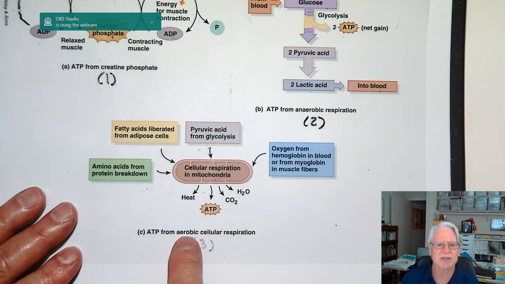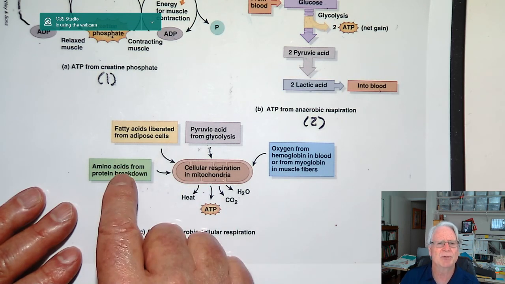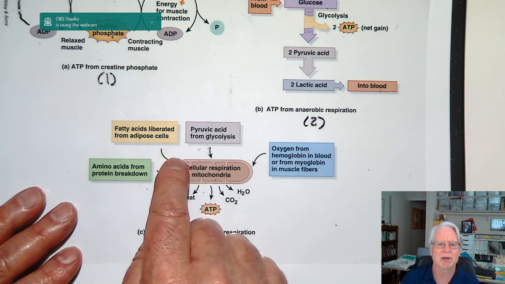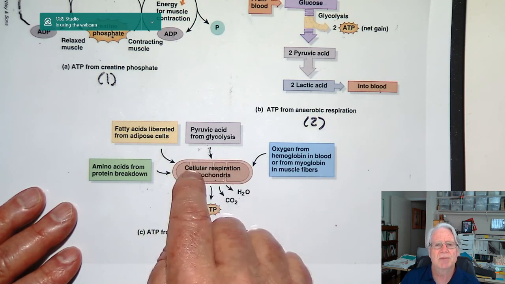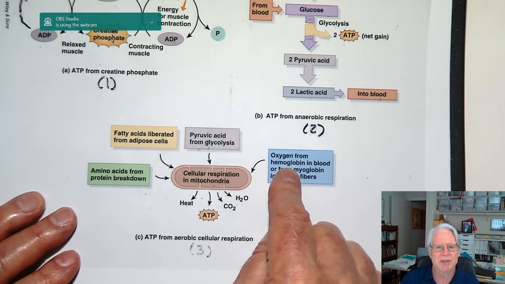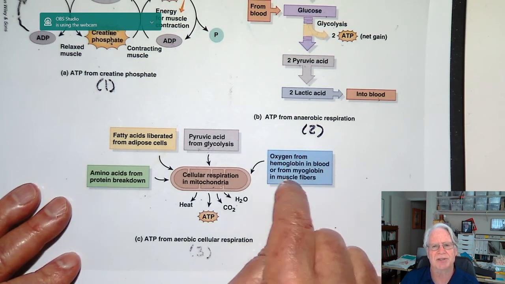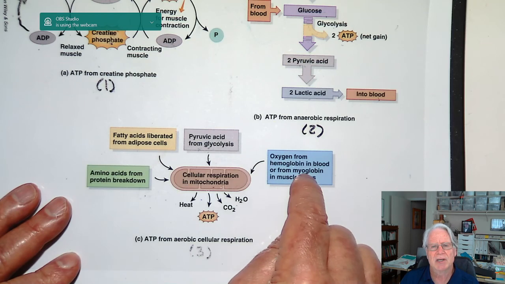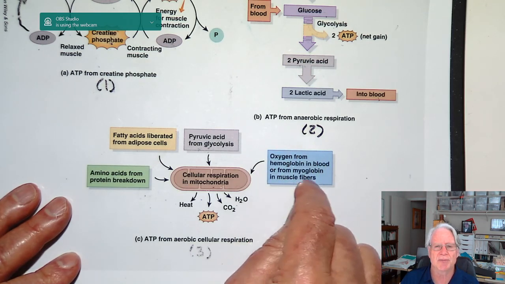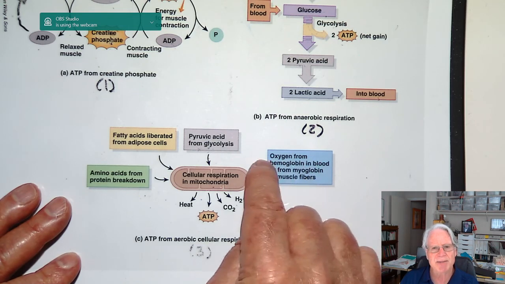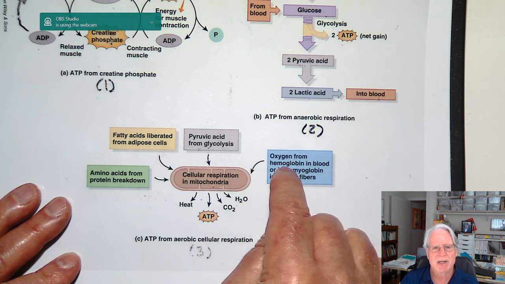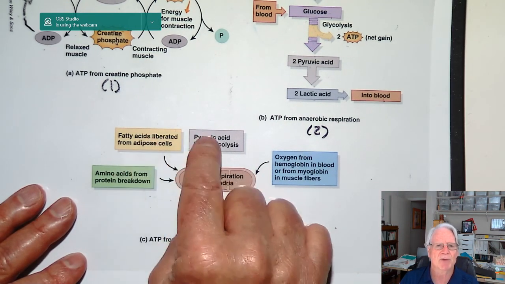The best source, of course, is to generate ATP through cellular respiration. This is the aerobic system, and we can use any number of different food sources, but we need oxygen. So in the beginning, the limiting resource is the oxygen. And once our body has started to deliver the amount of oxygen needed, then that no longer is the problem. The problem becomes what we're burning.